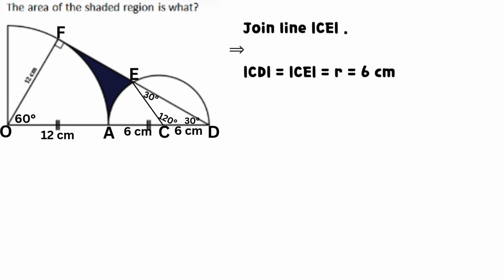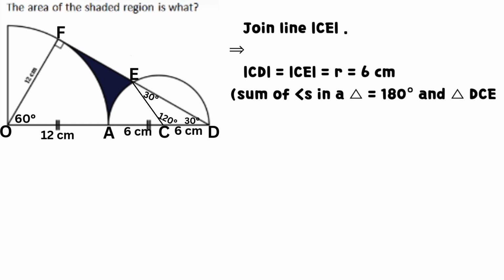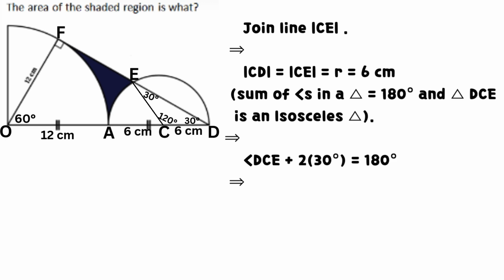Join line CE. It implies that line CD equals line CE which equals small r. The result equals 6 centimeters. The reason is given in bracket as shown. The sum of angle DCE and 2 times 30 degrees equals 180 degrees. It follows that angle DCE equals 180 degrees minus 60 degrees which equals 120 degrees.